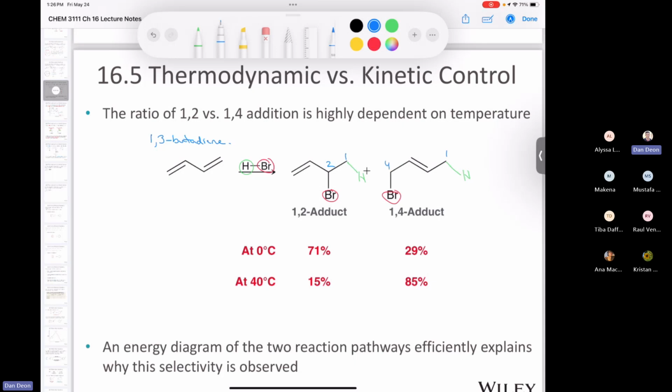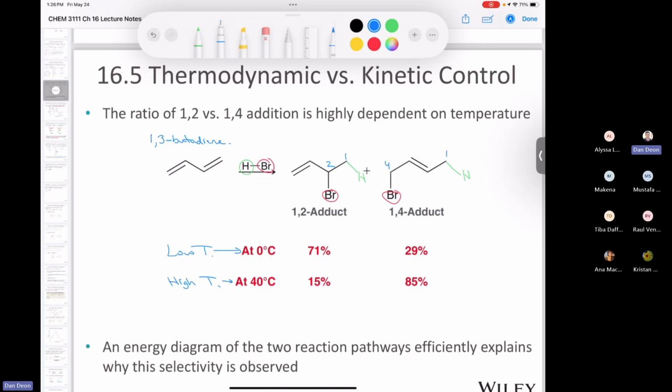And so it turns out that we can actually affect the ratio of 1,2 adduct versus 1,4 adduct. And here's how we do it. If you do the reaction at low temperature, 0 degrees Celsius, you actually end up getting mostly the 1,2 adduct. Whereas if you do it at 40 degrees Celsius, which might not seem like a very high temperature to you, but it's high enough that it switches the ratio. Now we get mostly 1,4 adduct and very little 1,2 adduct.